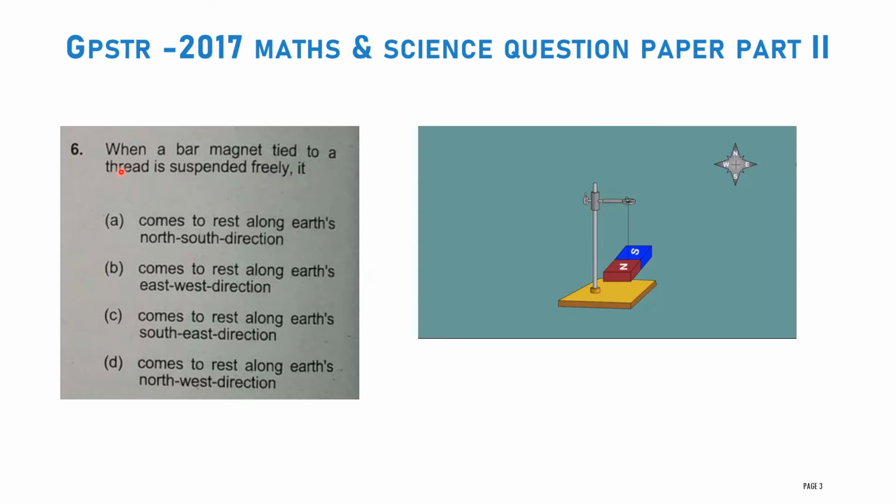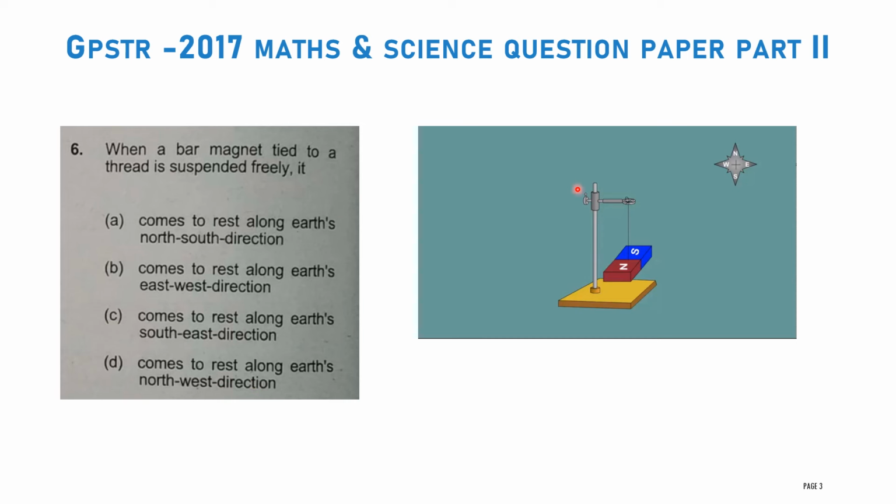Next question. When a bar magnet tied to a thread is suspended freely, it option A comes to rest along earth north-south direction. Option B comes to rest along earth east-west direction. Option C comes to rest along earth southeast direction. Option D comes to rest along earth northwest direction.